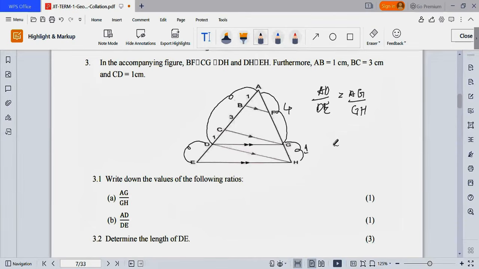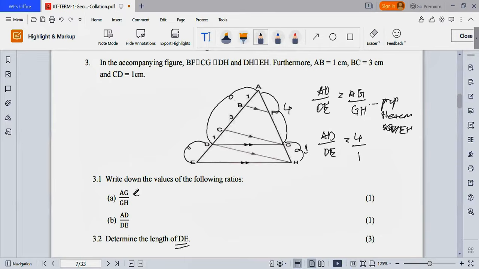Now, looking at this, we can simply say AD over DE as a ratio is 4 over 1. So here the reason is prop theorem. And then our parallel lines, DG parallel to EH. Okay, so now 3.2 says determine the length of DE. Determine the length of DE.